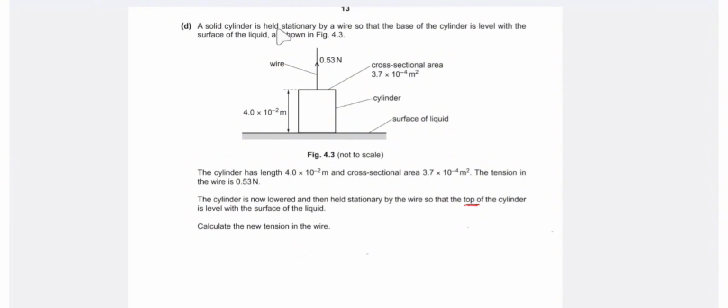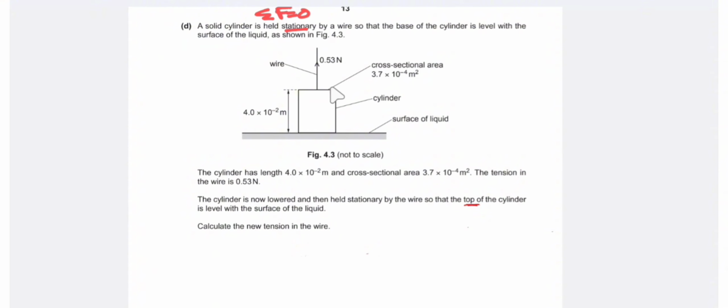A solid cylinder is held stationary by a wire so that the base of the cylinder is level with the surface of the liquid. Since the cylinder is stationary, by Newton's first law, for an object at rest or moving at a constant velocity, the resultant force is zero. So the sum of the forces is zero.